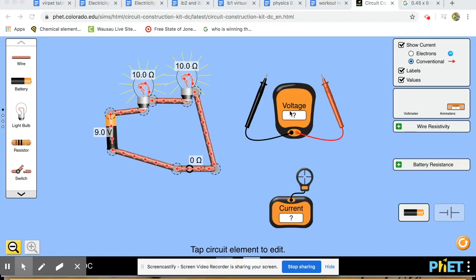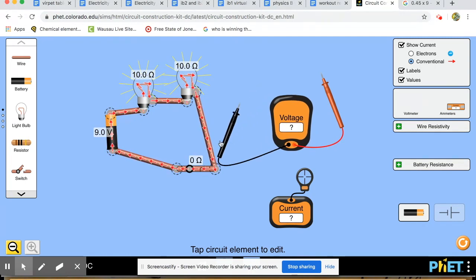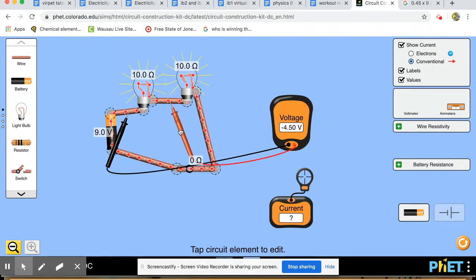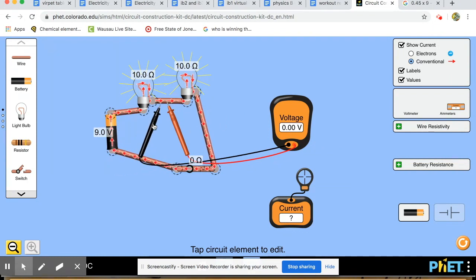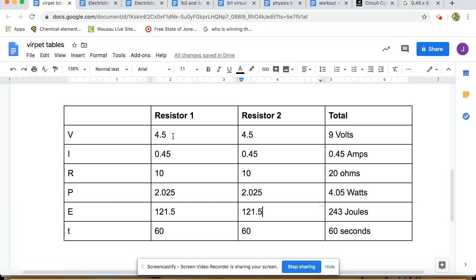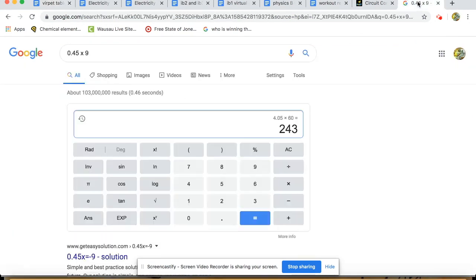So the way a voltmeter works is I just basically take it and I touch one lead to one end of the device that I'm trying to measure, another lead to another end of the device, and it's reading a negative, and if it's reading negative, I just switch the ends, and it reads a positive, so it doesn't matter. I just want the absolute value of this. So 4.5 volts. What did our table say? Yeah, 4.5 volts. All right.